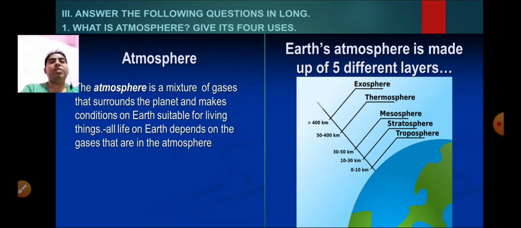In this video we are going to discuss and answer the following questions in long. First question is what is atmosphere? Give its four uses. We live on the earth and there is a thick layer of air all around the earth, and air forms the earth's atmosphere. The definition of atmosphere is the blanket of air that surrounds the earth is called atmosphere.